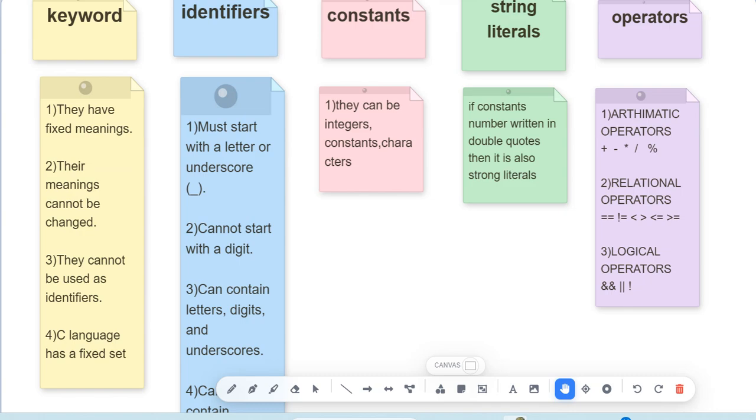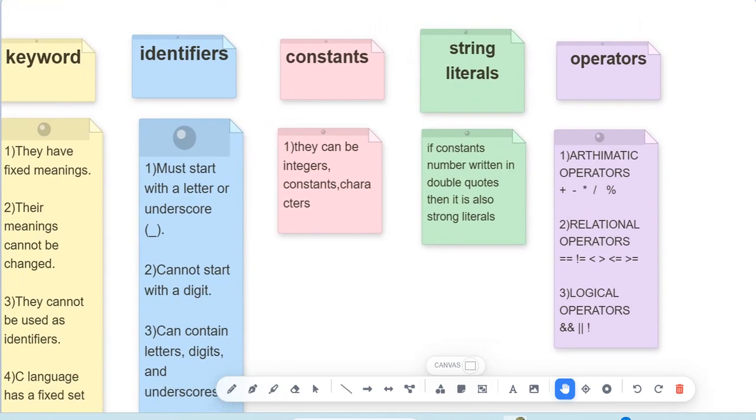So another important thing is that identifiers means we can keep any name, but one thing is fixed: the keywords like int, if, while should not be kept as an identifier name. In the previous video I have discussed this, but I'm discussing the important points again. It is going to be a very short video compared to yesterday's video, so stay tuned until the end of the video. They can't be used as identifiers. It is the third important point. Next, the fourth one is that C has a fixed set of keywords.